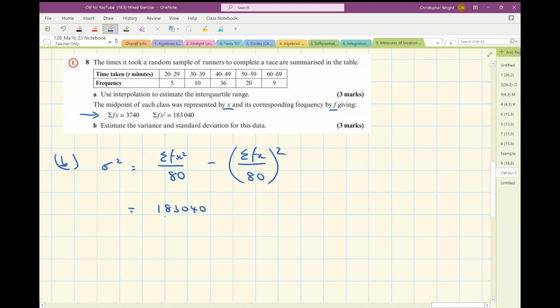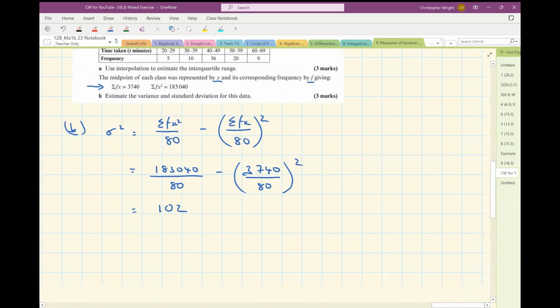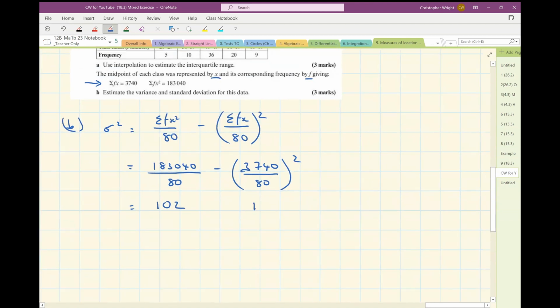183,040, the sum of all the squares, divided by 80, minus the sum of all of the original data, not squared, divided by 80. That's the mean. Take away the mean squared. So that gives me a variance of, to the nearest whole number, 102. Okay, on your calculator, that should look something like mine, which was that.